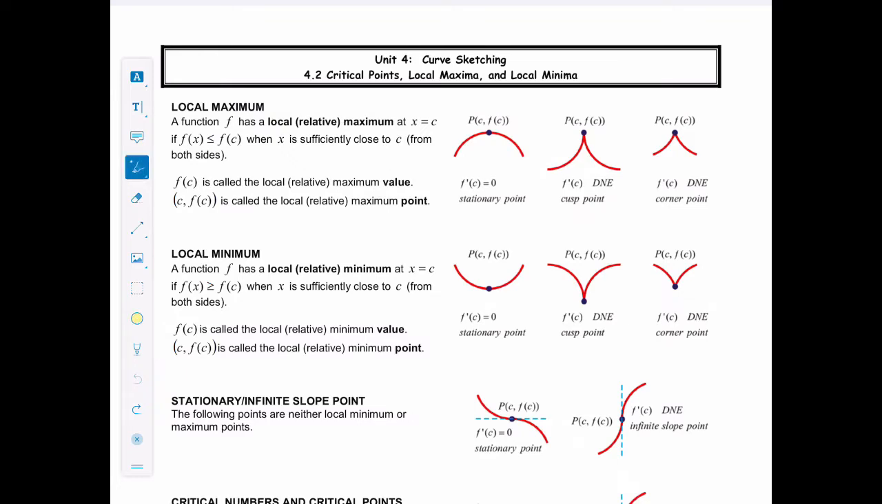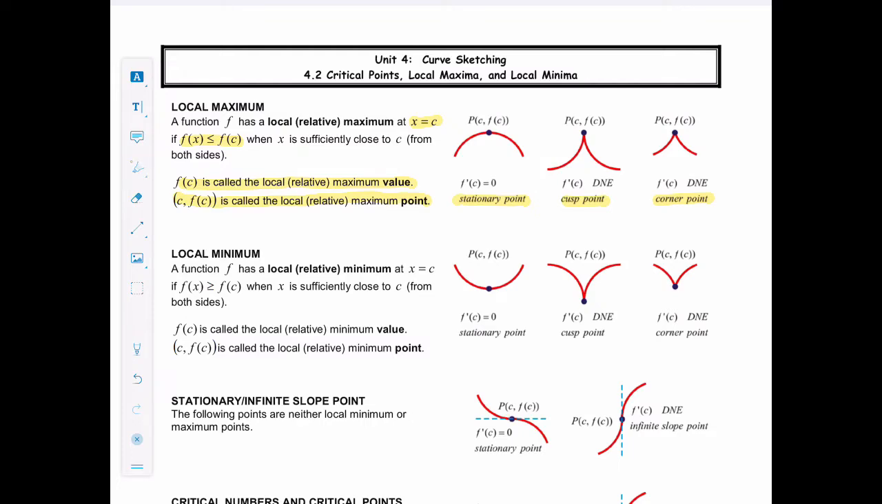So let's do this. It says that a function f has a local maximum at x equals c if f of x is less than f of c when x is really close to c. The three scenarios that we'll be focusing our attention on in the lessons are the stationary point, which we've been doing up until now, which is finding the derivative equal to 0, which gives us our turning point. There's going to be the cusp point, and the last one is going to be the corner point. It says that f of c is called the local maximum value, and c and f of c is called the local maximum point.